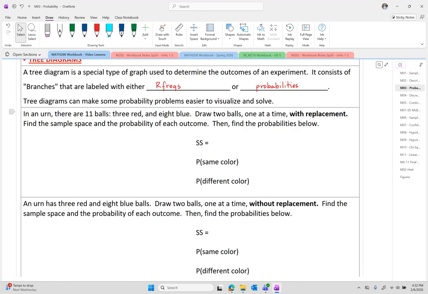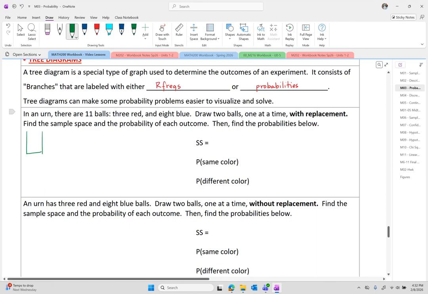So let's think of how that looks. We have an urn, and it has 3 red and also 8 blue balls. And we are about to pick 2. So we will assume that we will pick one first with, say, our right hand, and then we will put it back because this is with replacement, and then we will pick one with our left hand, and that will be the second ball.